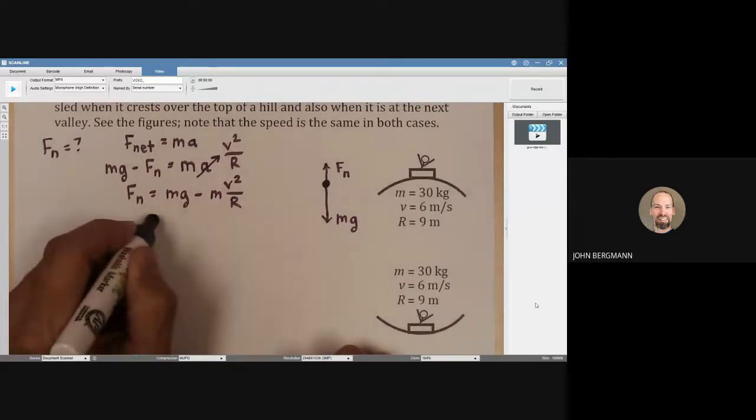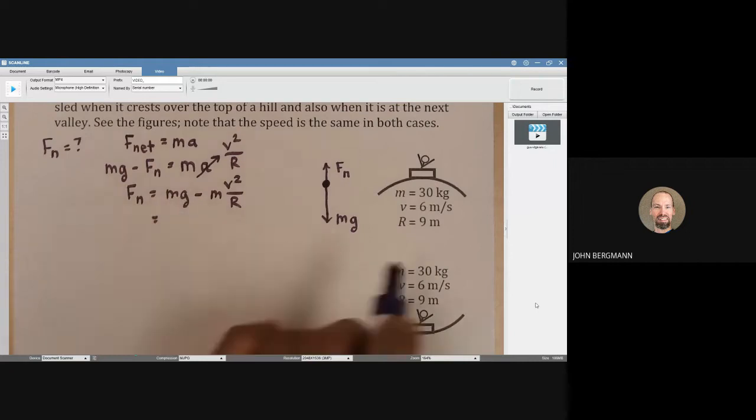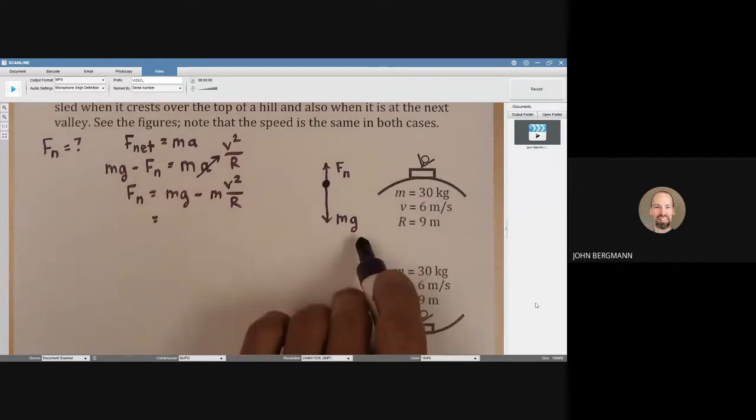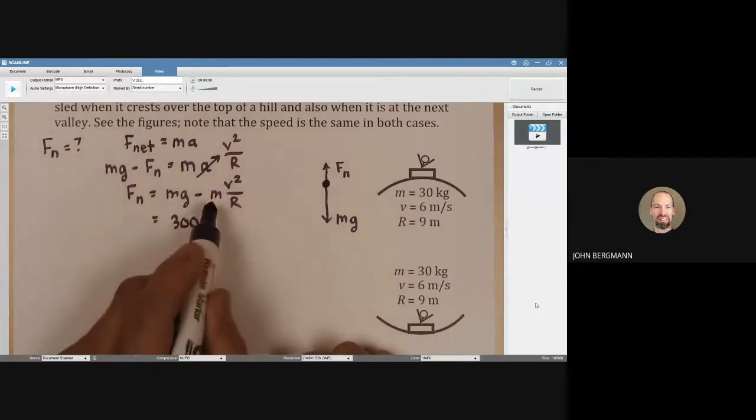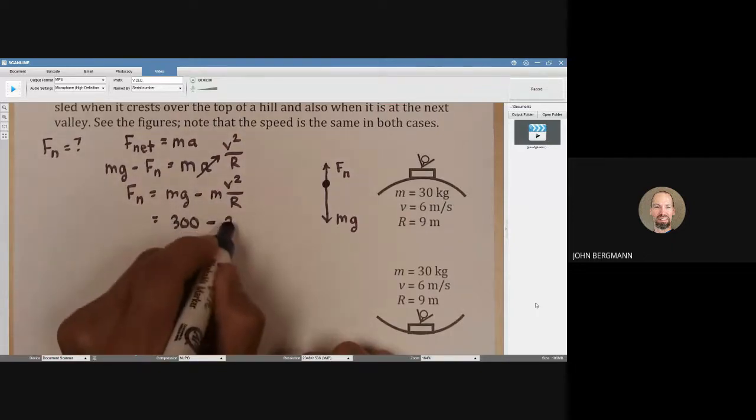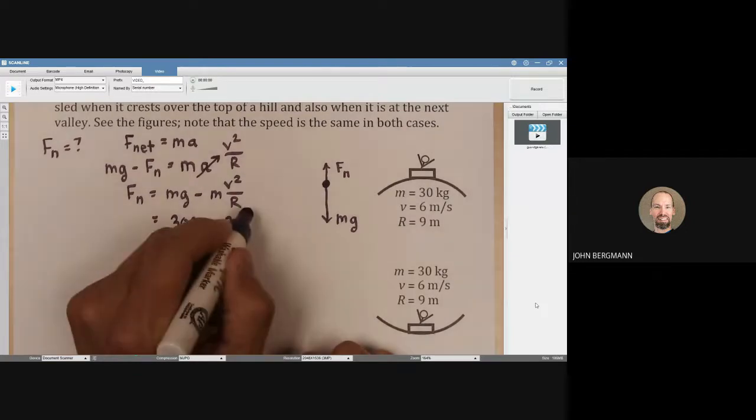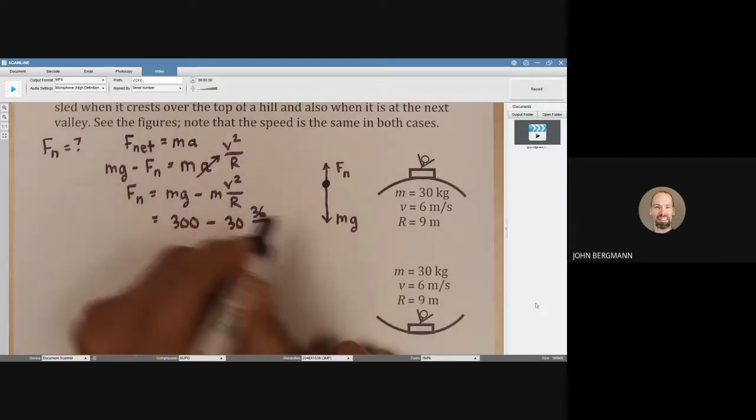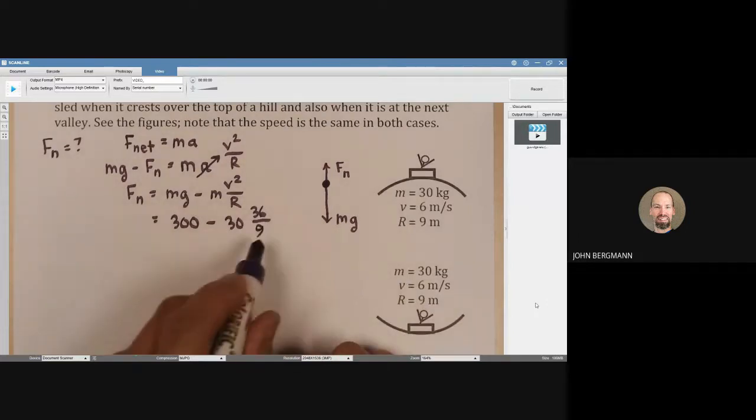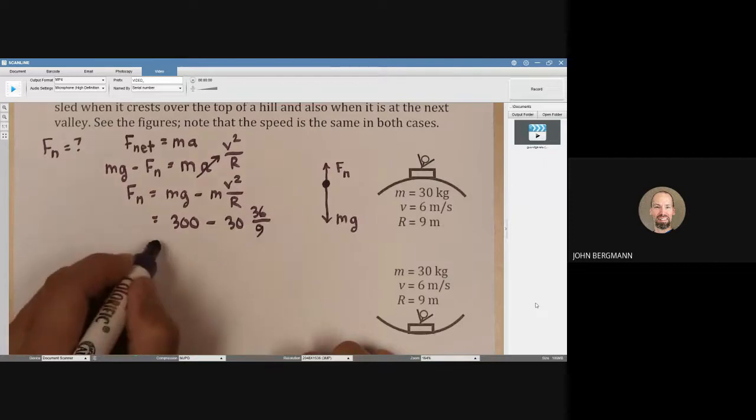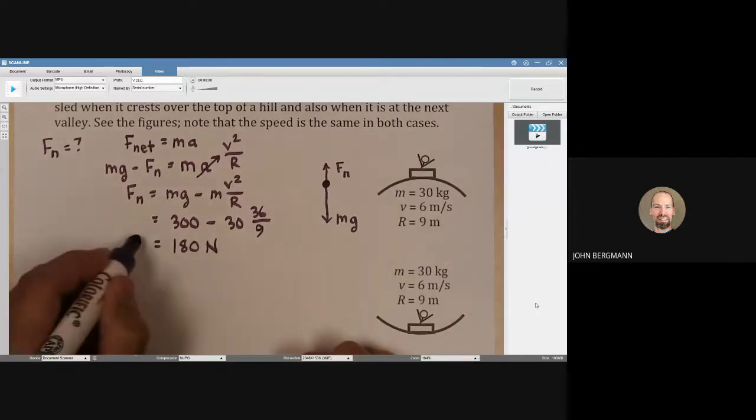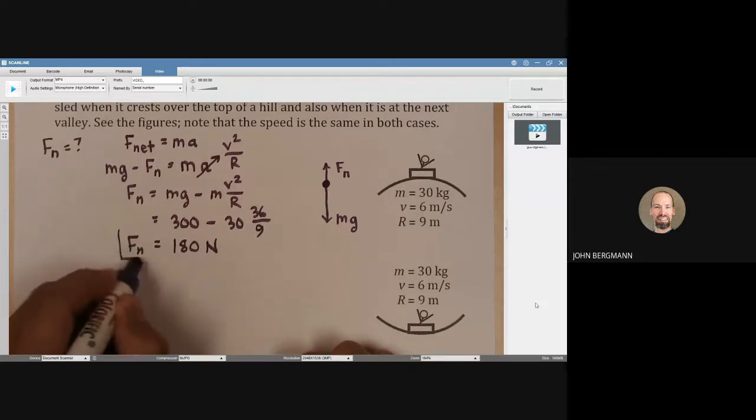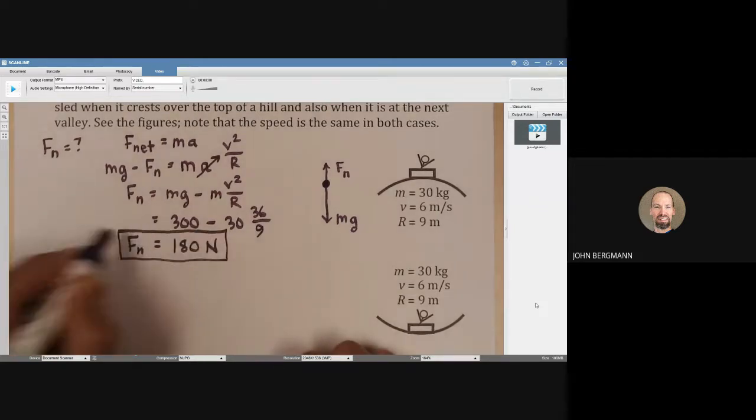So let's go ahead and just put the numbers in. M times g is going to be 30, and g is 10. So that's 300. Minus mv squared over r. Maybe I should write that in there. M. And then v squared is going to be 36, because 6 squared is 36, divided by r is 9. So 36 over 9 is 4, so that's 120. So I'm thinking 180. That's the normal force on the sled when we're cresting at the top of the hill.